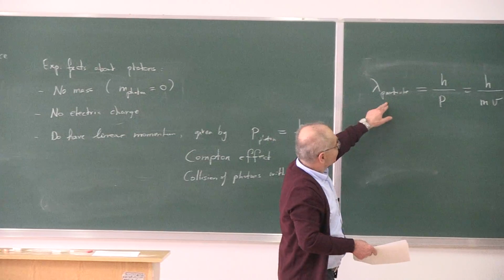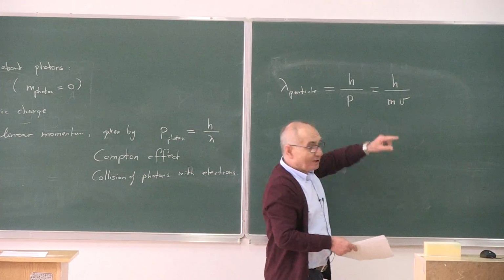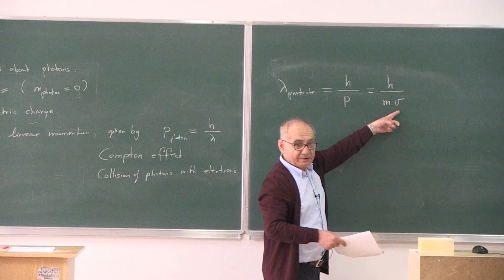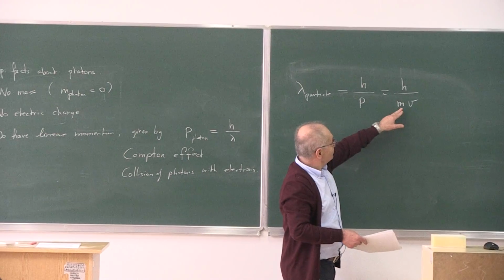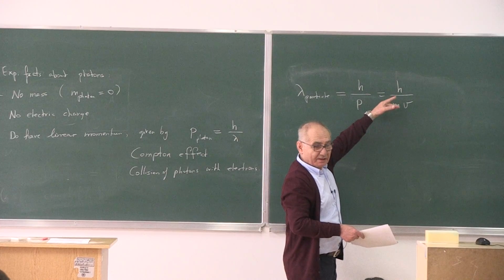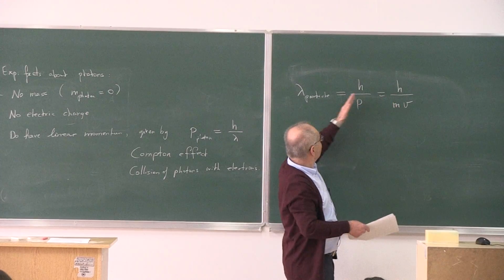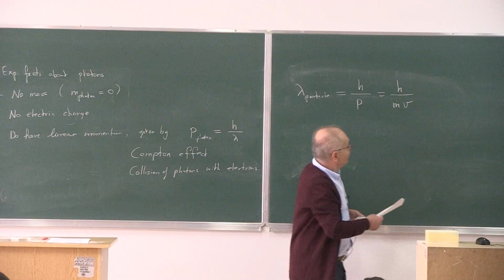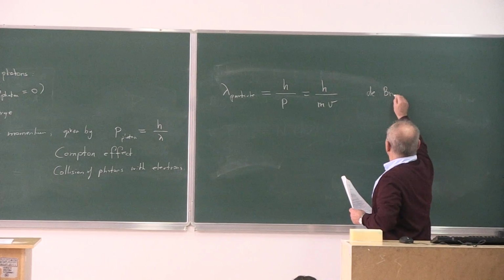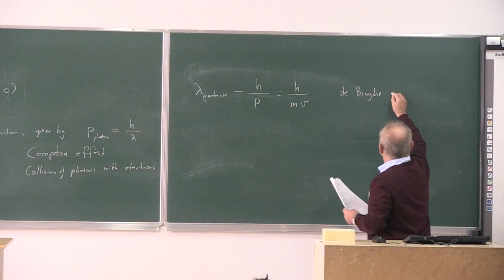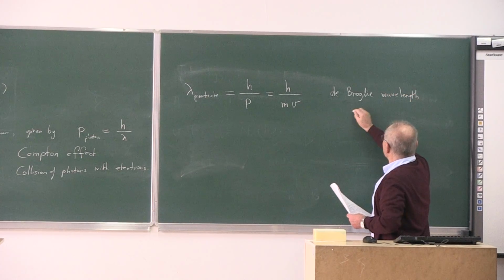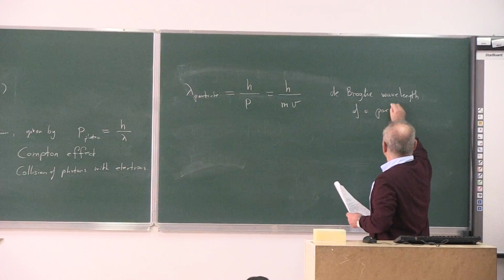In the case of particles, particles do have a mass, and their speed is available. So you use this expression, mass of the particle times speed of the particle, and you divide h by this quantity to get the wavelength of the particle. This expression is called the de Broglie wavelength of a particle.